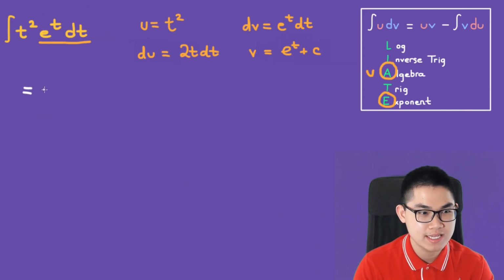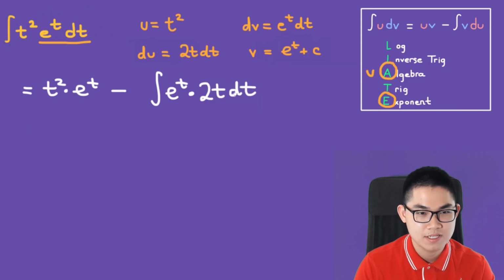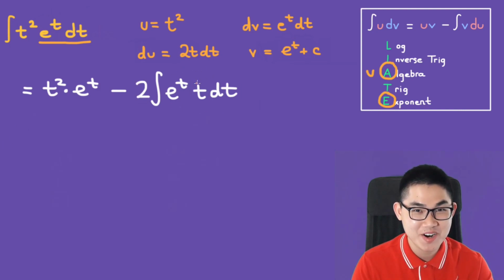So u is t to the power of 2 times v, which is e to the power of t, then minus the integral of v, right? So v is e to the power of t times du. So du is 2t dt. So let's go ahead and move the constant outside of the integral. To solve this integral, we have to use integration by parts again.